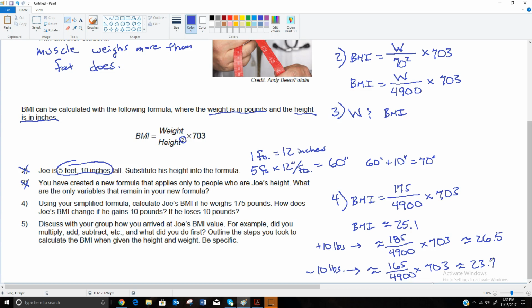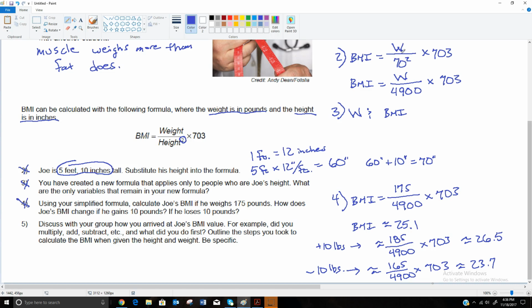So the next question says, discuss with your group how you arrived at Joe's BMI value. For example, did you multiply, add, subtract? What did you do first? Outline the steps you took. Since we don't have a group, obviously I'll just have to discuss this with you, but basically, as I said up here, you could have taken it times that single number, but if you leave it as the two separate parts, you'll want to divide and then multiply by 703. So whatever the weight is, divided by the 4,900 times 703.